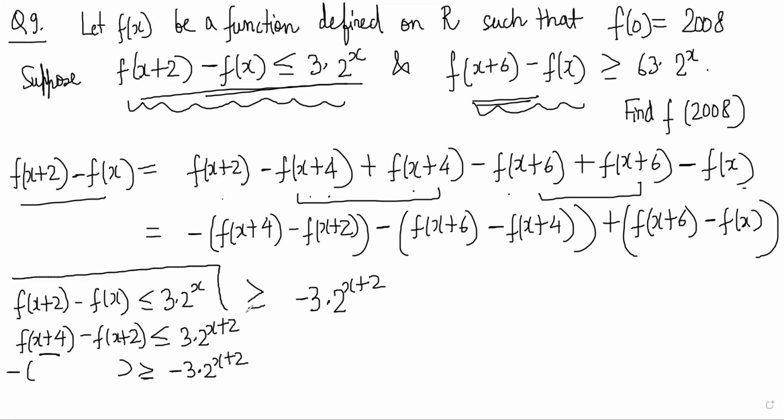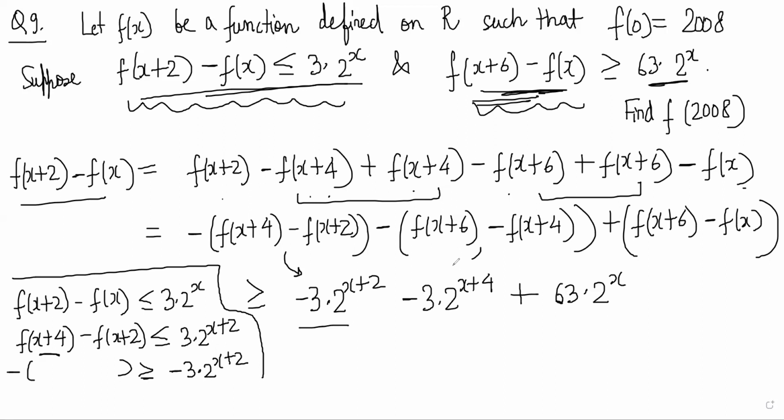Exactly same steps. And I will say this is greater than equal to minus of 3 into 2 power x plus 4, right? And we already know that this is greater than equal to this. So this is greater than equal to plus 63 into 2 power x, right? Each of these terms I'm saying is greater than equal to this, and this is greater than equal to this.